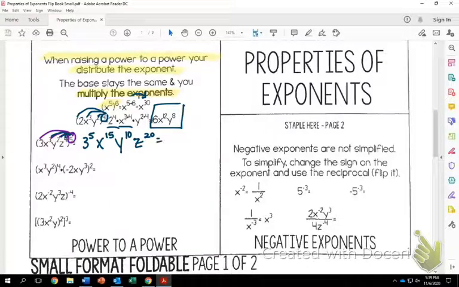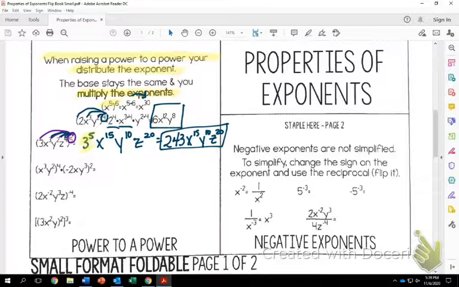The last thing we have to do is just make sure that all of our numbers are done, which, well, we have to deal with 3 to the fifth. So 3 to the fifth power, if we plug that into our calculator, is going to be 243, and then we carry all of these exponents over. X to the 15th, y to the 10, z to the 20.